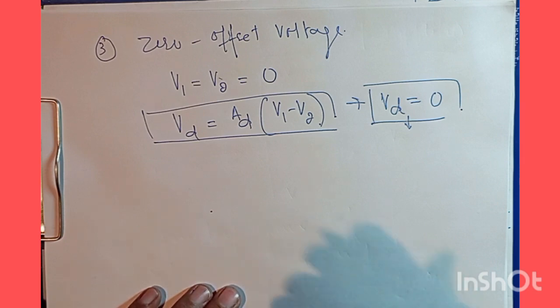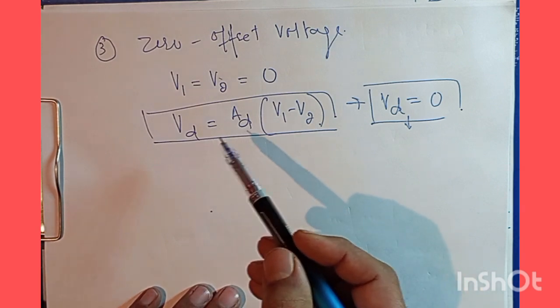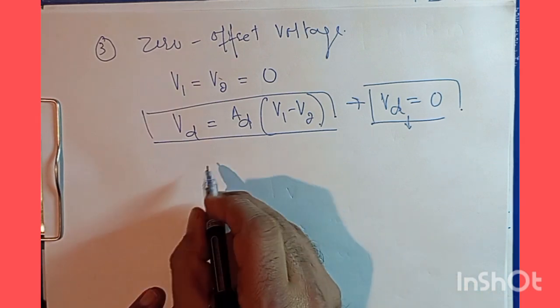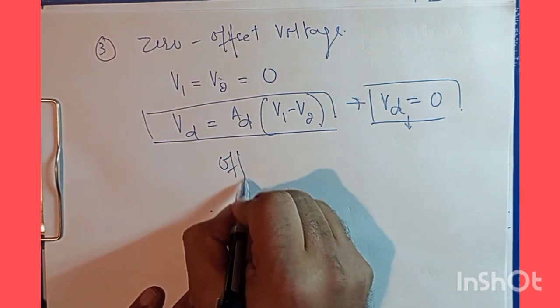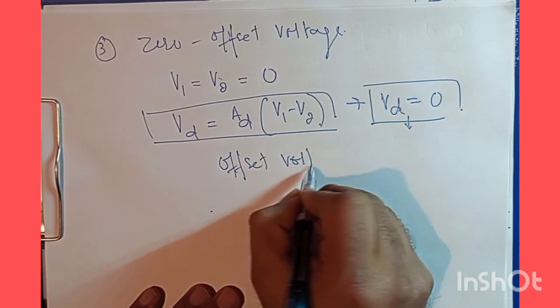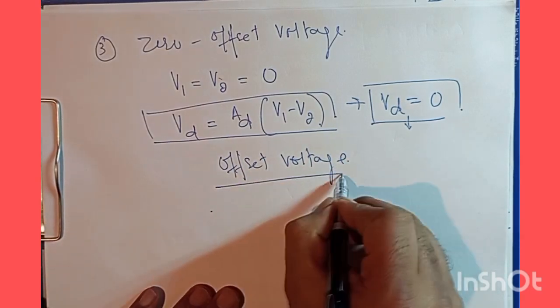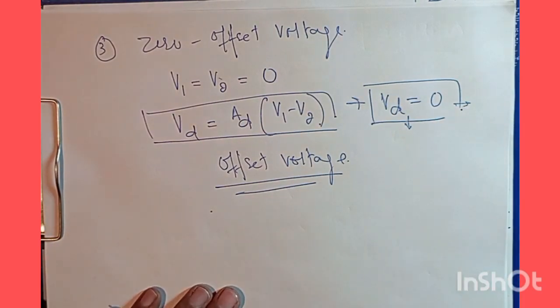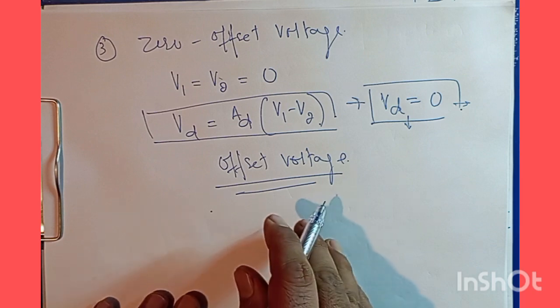But some voltage is found in the output. The voltage that we find under those circumstances, when V1 is equal to V2 is equal to 0, we call that voltage the offset voltage. For an ideal operational amplifier, it has to be 0, but we don't find 0. We always find some voltage, and that voltage we call the offset voltage.